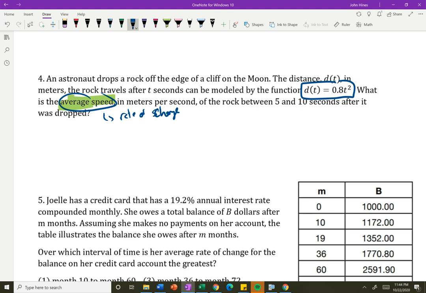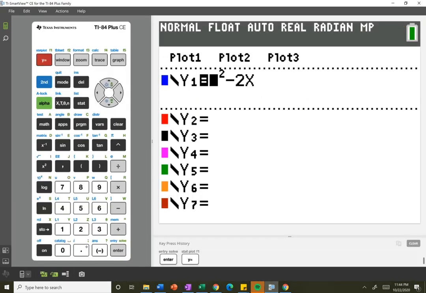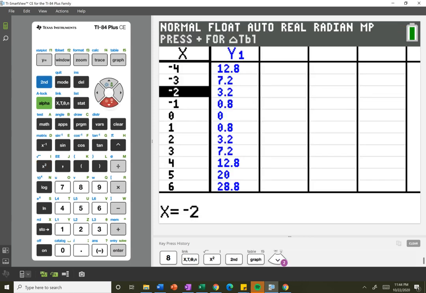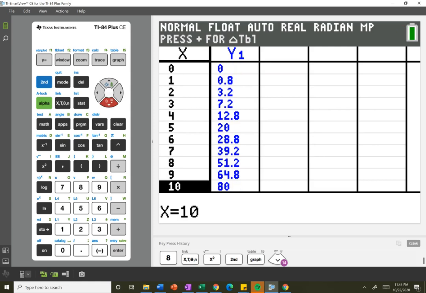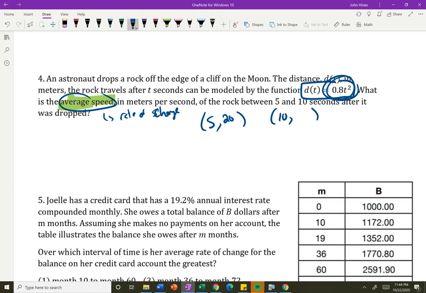So I want to find the average rate of change from 5 comma something to 10 comma something. Let me get those y values: 0.8 t squared. When I square, I can't use the variable t, I use the variable x. I'm going to go to my table and find 5 and also find 10. 520, 1080. I got my points right from using my calculator, so I'm not going to make any algebraic mistakes. I'm going to go to y equals and type it in.